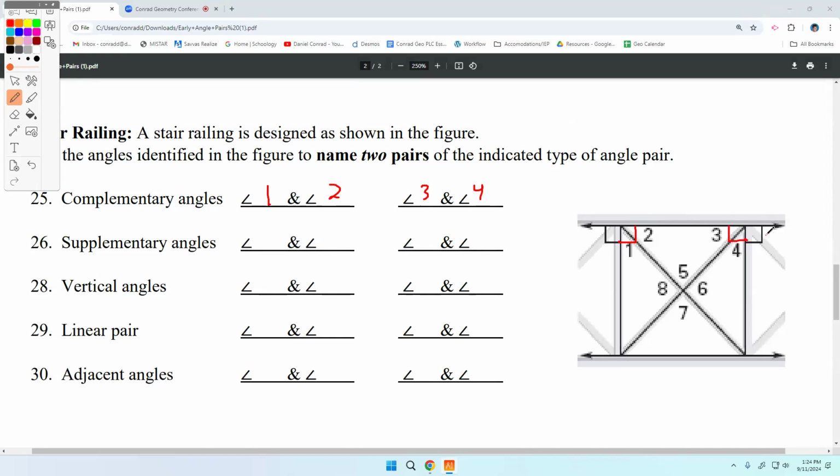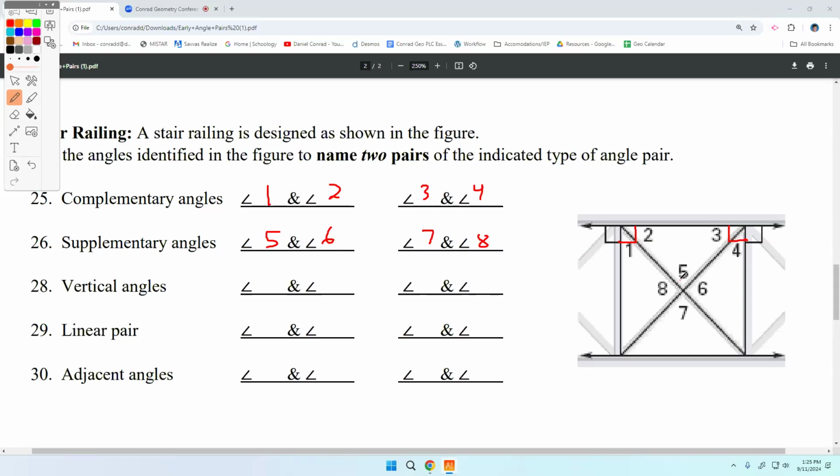The whole straight line is 180. Subtract the 90 that we have here. That means that these two have to also add up to 90. Supplementary. So anything that forms a straight line here. So you could do 5 and 6. You could do 7 and 8. You could do 5 and 8 or 6 and 7.